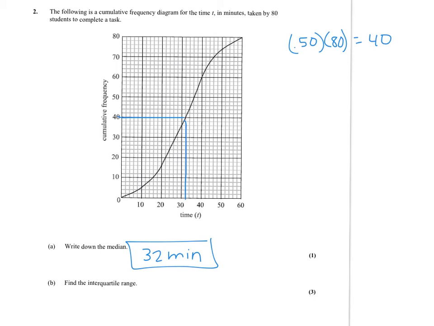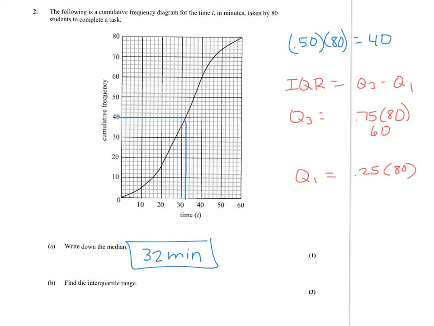And then it asks us to find the interquartile range. So that is, again, our Q3 minus our Q1. So that means we're going to look at the 75th percentile of 80, which we know is the 60th student. And we're going to look at the 25th percentile of 80, which we know is the 20th student.